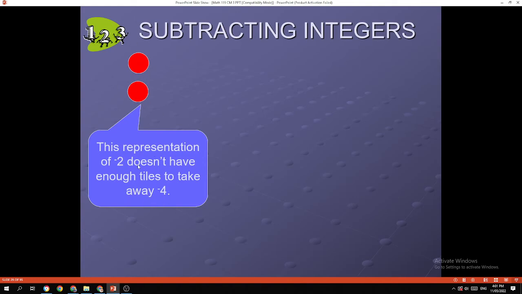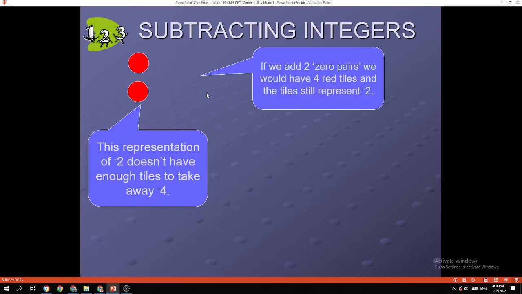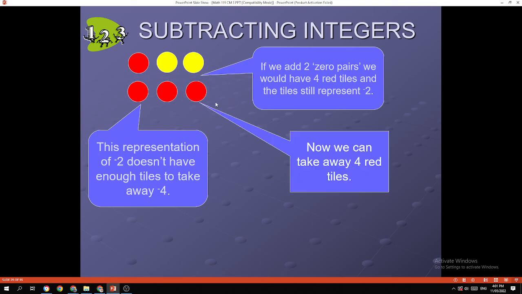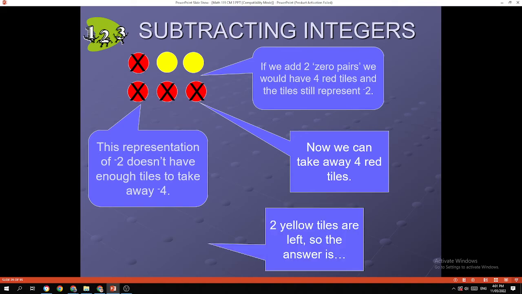Di mo ko ka-take away og -4 anang -2 kay duha ra man na sila kabuok. So what will you do? Add, sir. Add og unsay i-add? Pila ka pairs ang i-add? Duha ka 0 pairs ang i-add. Do you agree? Yes. Okay. Kay para maka-take away ko, take away dayon ka. O, pilay answer nato diri? Positive 2. There you go. O, 2 yellow tiles are left, so the answer is positive 2.